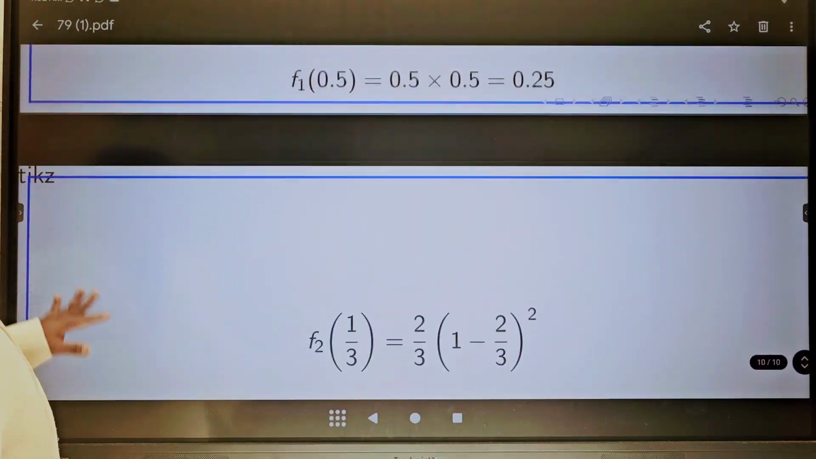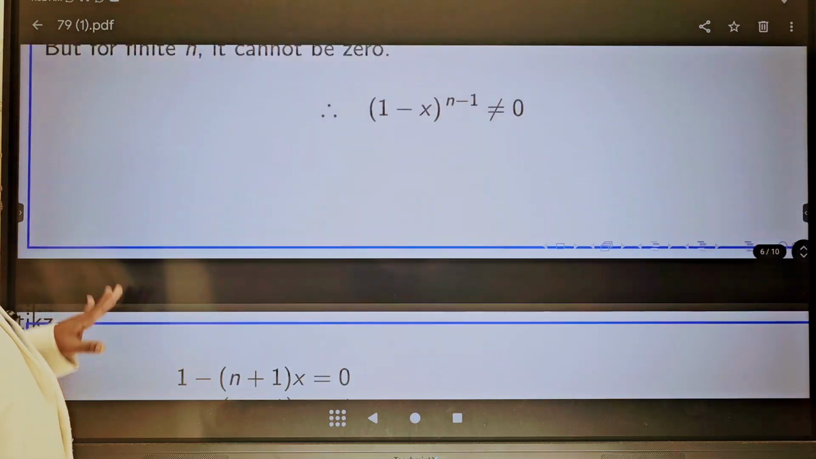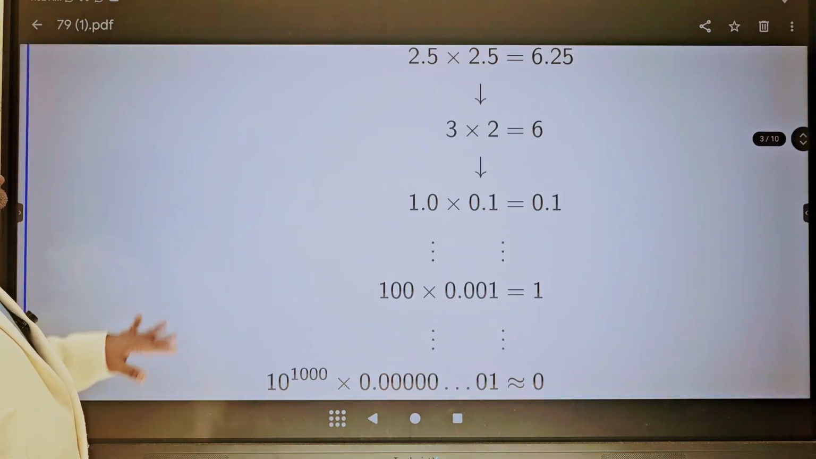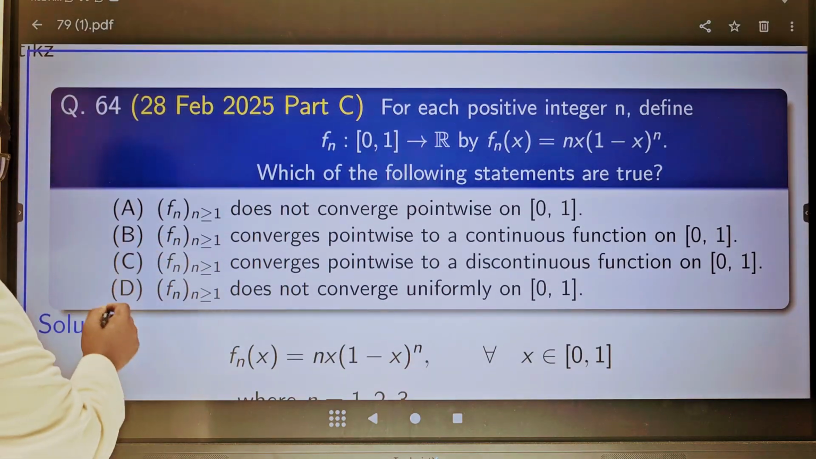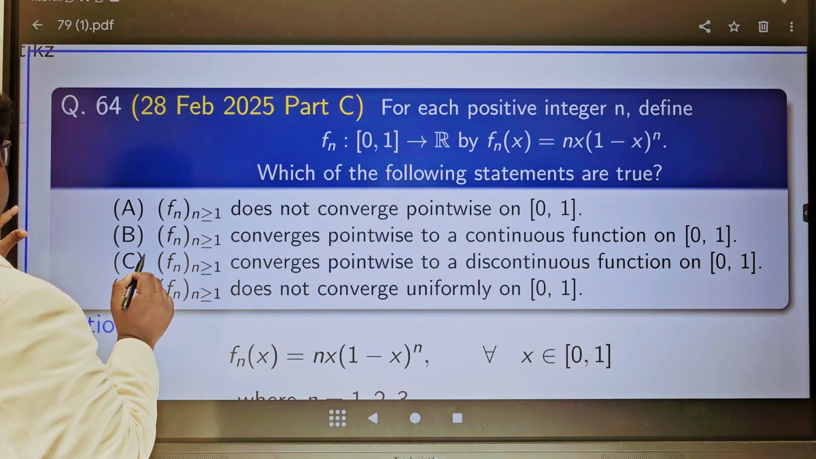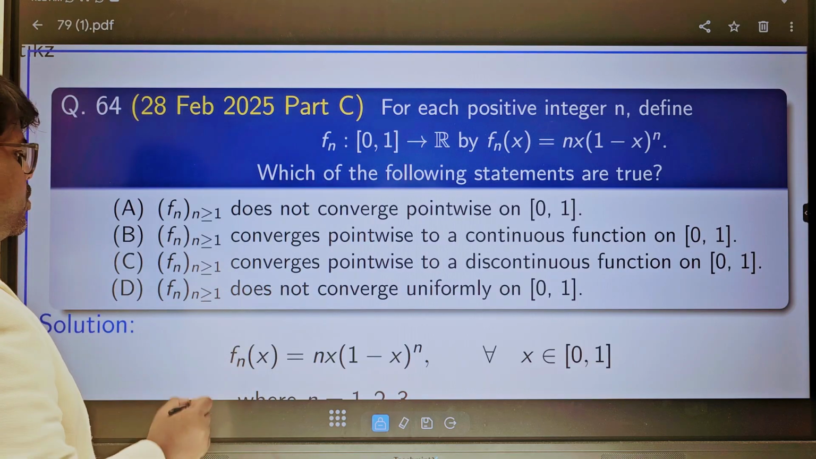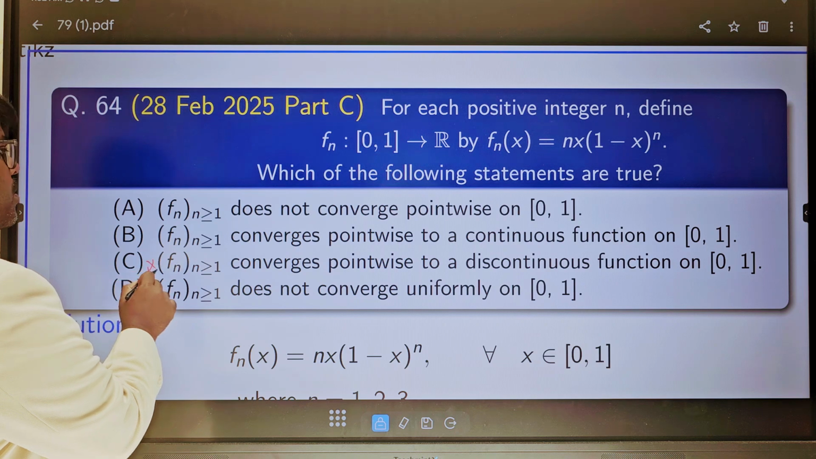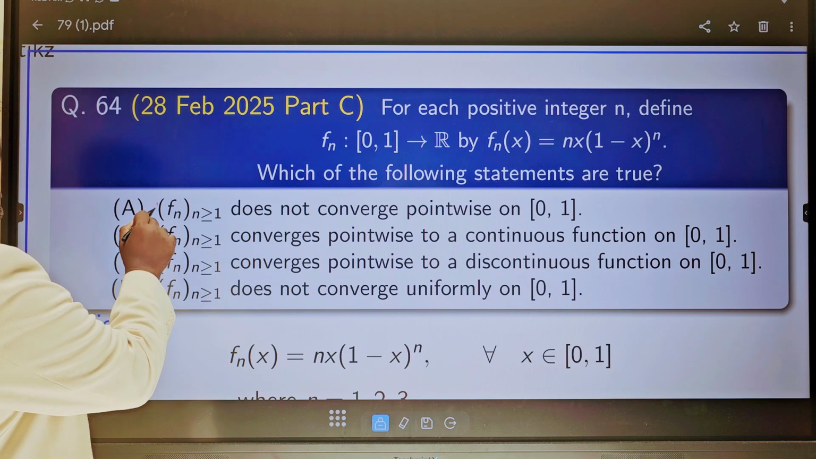So the option D, we will check now. Fn does not converge uniformly. Yes, it is correct. And this one wrong. And this one correct. And this one wrong.